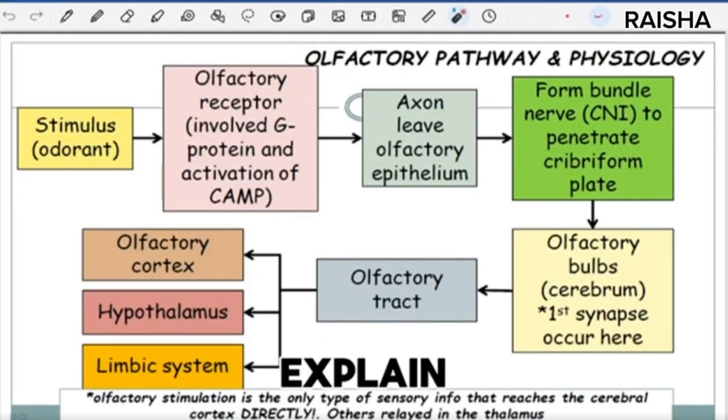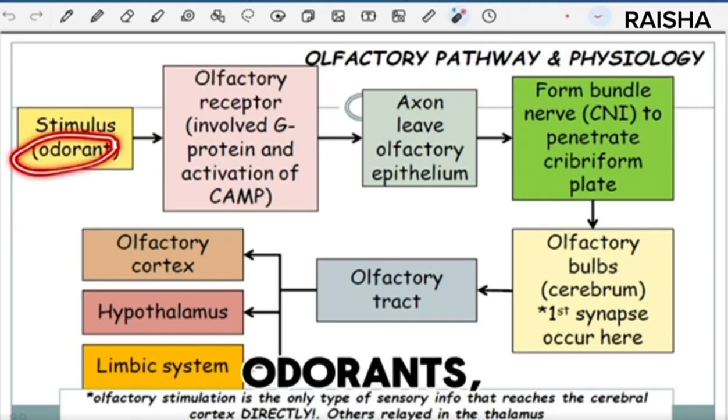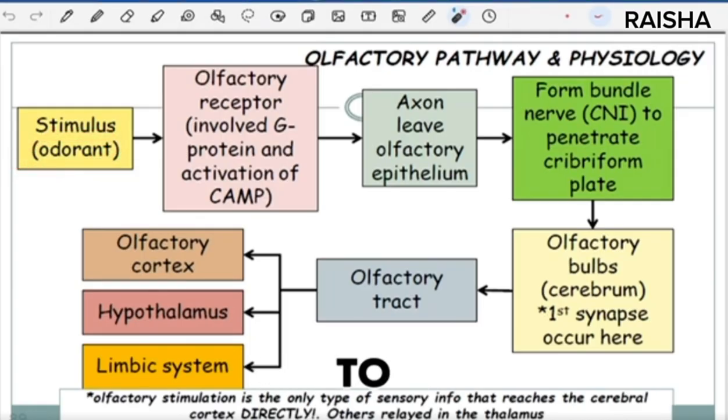So, I'm going to explain the olfactory pathway, which is how our brain detects and processes smell. So let's go through the steps shown in this diagram. First, when you smell something, odor molecules or odorants enter the nose and attach to special receptors in the olfactory epithelium. These receptors are activated and send signals through small nerve fibers called axons. Next, these axons bundle together to form the olfactory nerve, also known as cranial nerve 1, CN1.